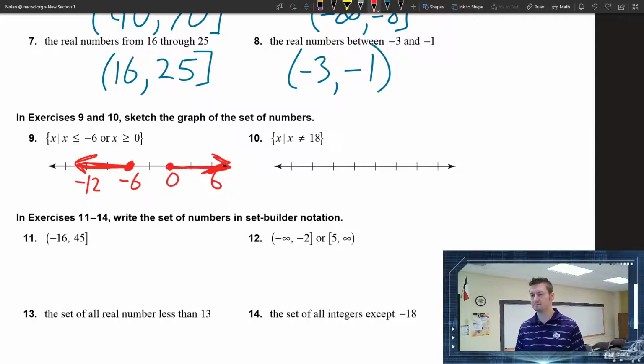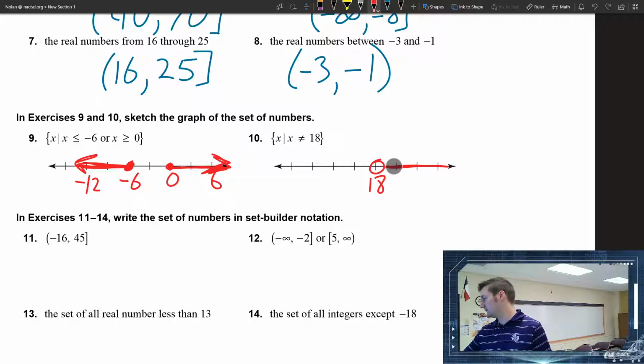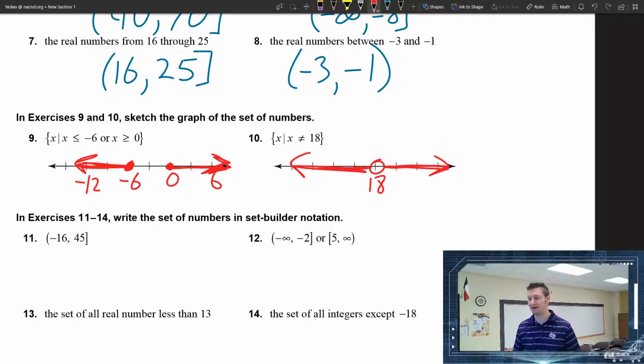All right. Now for number 10, this one says that it's all the real numbers x, where x is not equal to 18. So essentially every number except 18. So let's put 18 right in here. Doesn't matter with these, it doesn't identify what number is where on the number line, so you can pick wherever you want to put it. So let's say this is 18. If it doesn't include 18, that means we're going to have a hollow circle there, but it's all of the numbers. So it's all the numbers this way, and it's all the numbers this way. So that's how we would kind of graph that.